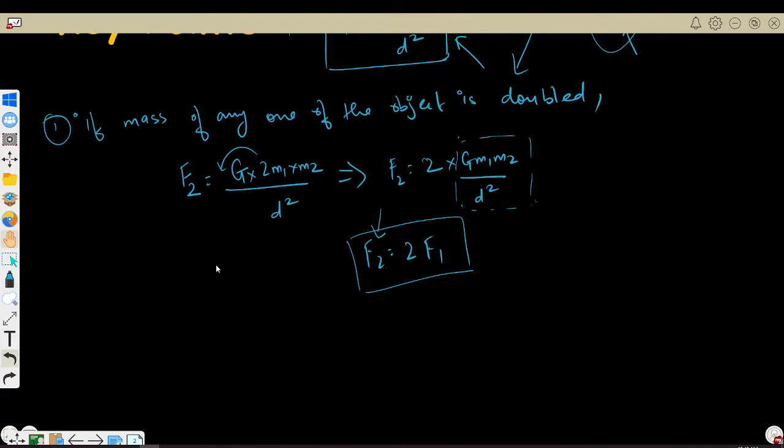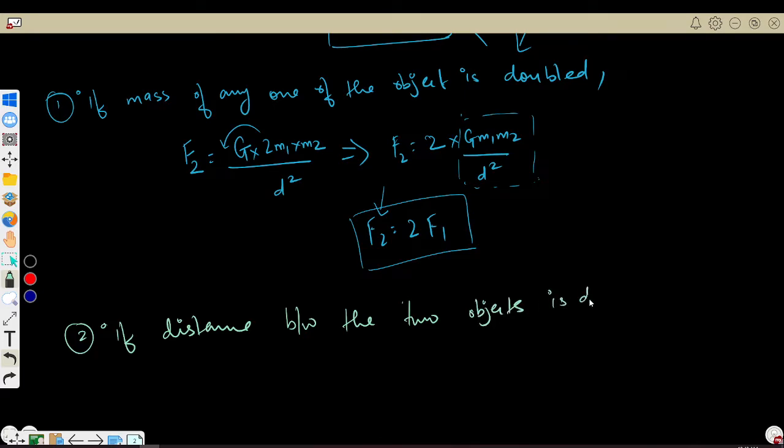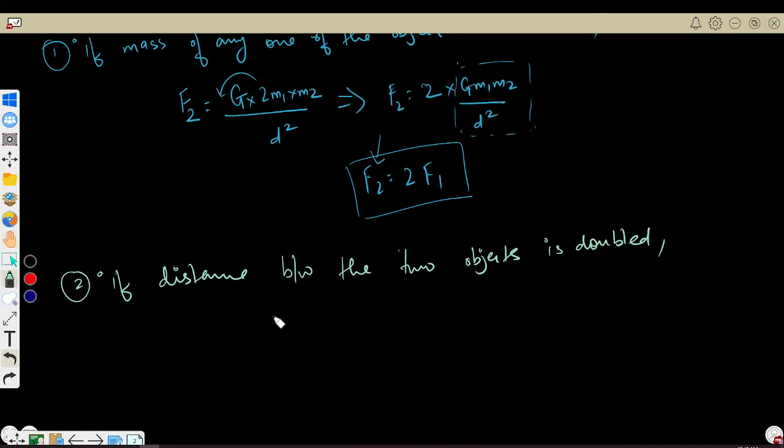So just remember this. After this, there is a second point which is related to the distance between the two bodies. It says if the distance between the two objects is doubled, so what will happen to the new force? Again I'll use the same representation.